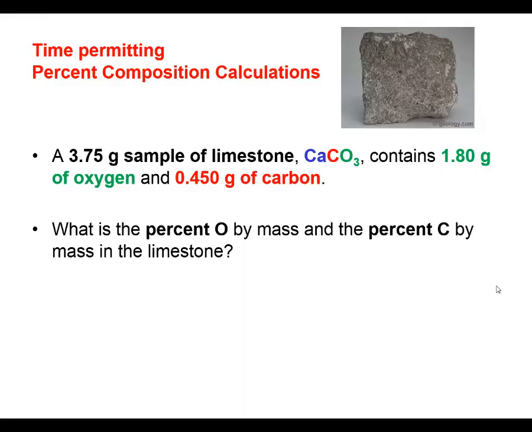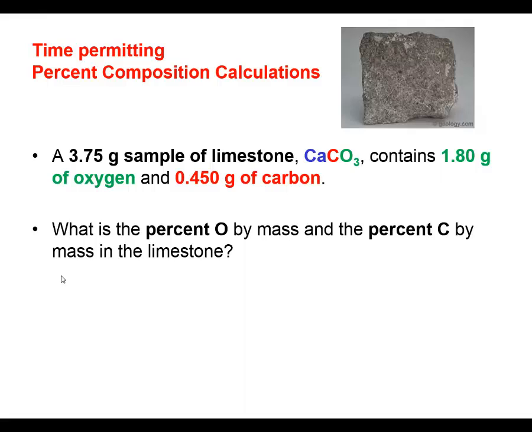In order to find our mass percents, remember we're looking at the mass of each element divided by the entire sample mass. We only know the mass of carbon and oxygen, so I can't find the mass percent of calcium yet, but if you remember, we could determine by mass difference the mass of calcium present. So we'll look at that in the next slide. Right now, let's find the mass percent of oxygen, and then we'll find the mass percent of carbon with the data given.